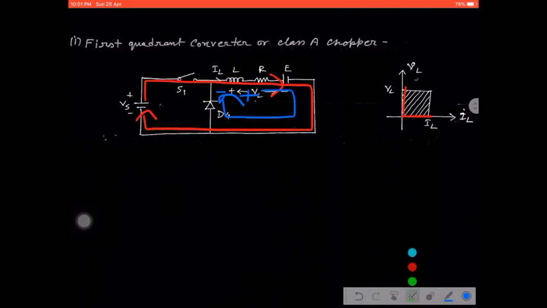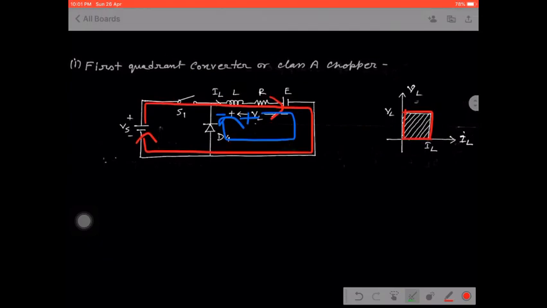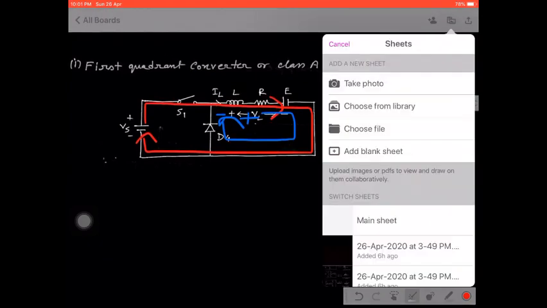In this case, what happened? Same, the current is flowing in the same direction, and the voltage appearing due to the presence of the inductor is again the same, it will be positive, it will be negative. That is why current is flowing. That is why during charging and discharging, it will cover only the first quadrant operation. That is why the first quadrant converter is named, as well as the class A chopper is defined by this operation. Okay, this is all about the class A chopper.